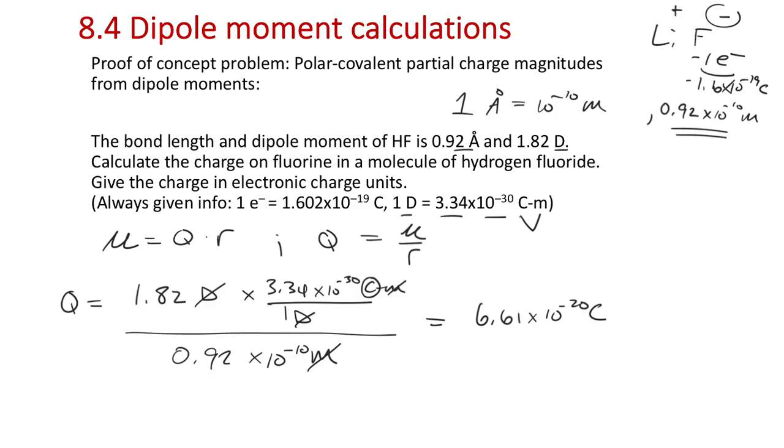And that's less than the charge of one electron. If we want to quantify how much of a partial electron it is, we'll just convert it into the charge of an electron. So we use the charge of one electron, 1.602 times 10 to the minus 19 coulombs. Well, that's the charge of one electron.